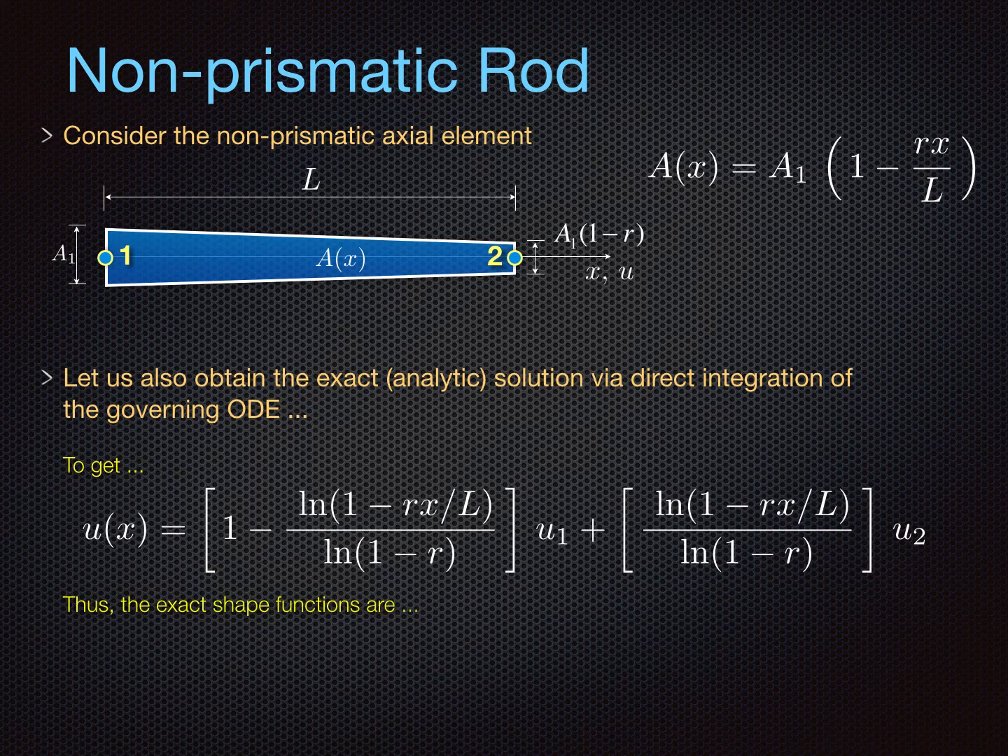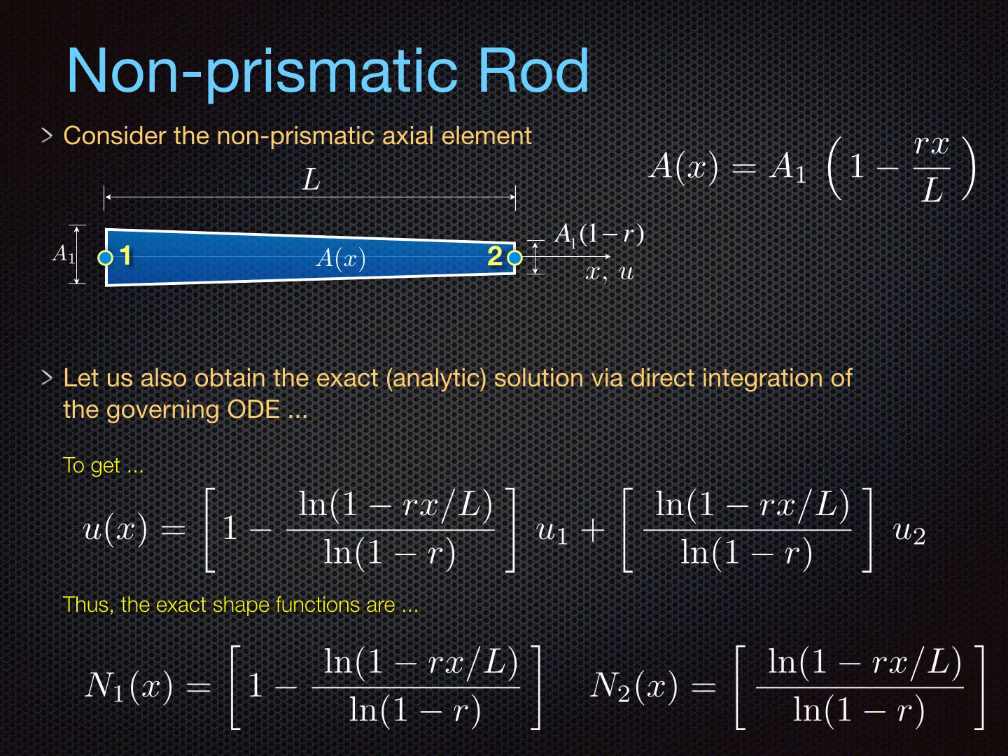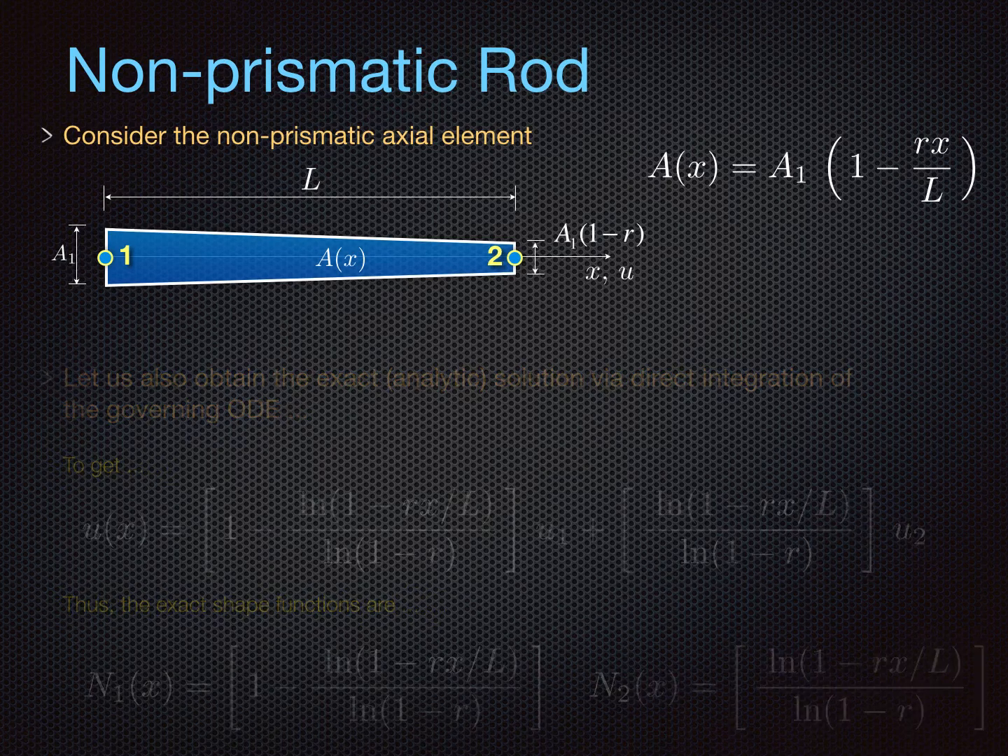So now the shape functions that are exact for this problem are not linear polynomials. They're not even polynomials themselves. They are composite functions of logarithms, logarithms of polynomials, if you will. N1 is that, N2 is that. So if you wanted to obtain an exact solution for this particular problem, then you would have to use this N1 and this N2, rather than the ones we computed using the principle of virtual displacements a couple of slides earlier.